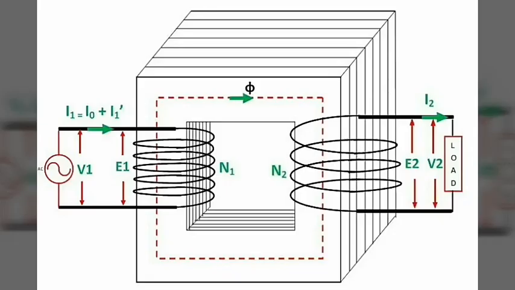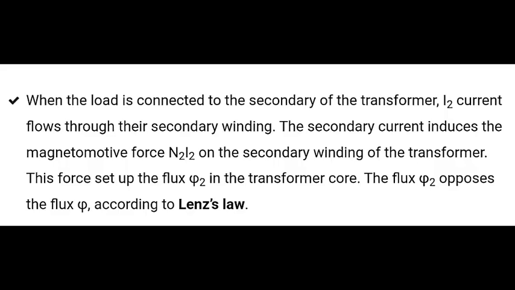This is the circuit of the transformer on load condition. When the load is connected to the secondary of the transformer, I2 current flows through the secondary winding. The secondary current induces the magnetomotive force N2 I2 on the secondary winding of the transformer. This force sets up the flux phi 2 in the transformer core. The flux phi 2 opposes the flux phi according to Lenz's law.